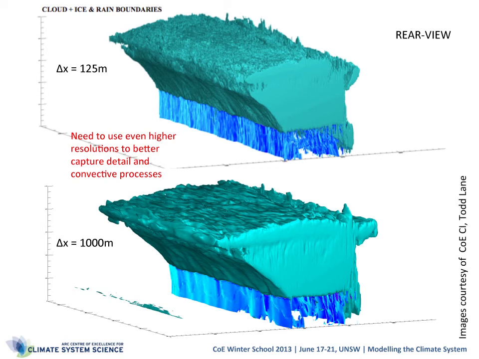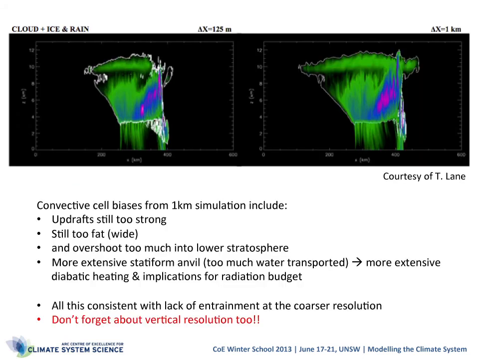This is an image from one of our chief investigators, Todd Lane, who showed you the difference in the texture and the horizontal extent of deep convection when you model it with basically an order of magnitude less. You can see quite a different size of these elements. The granularity of the anvil structure is different. You can see that the horizontal extent of the stratiform anvil is much larger in the 1 kilometer resolution as compared to the 125 meter simulation.